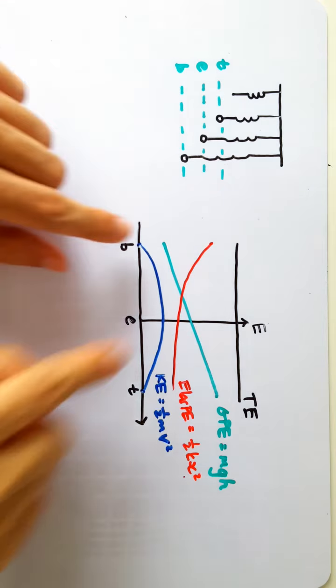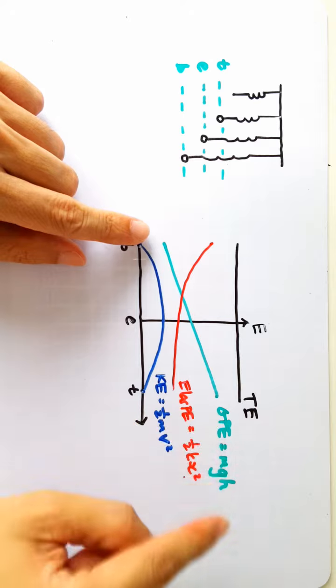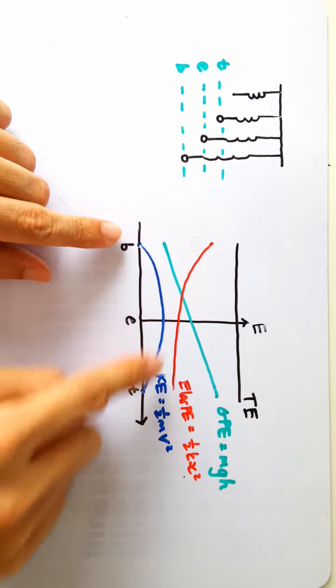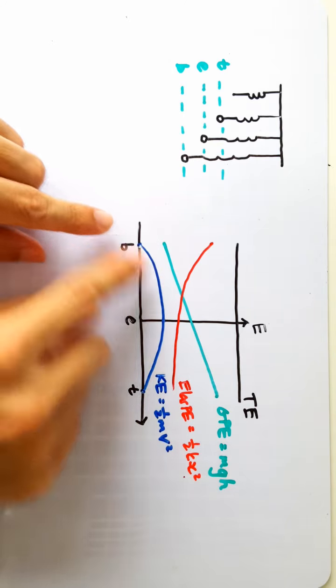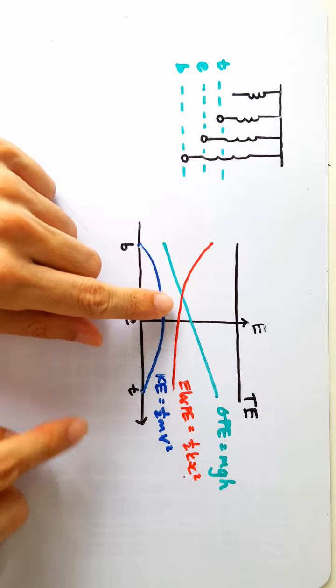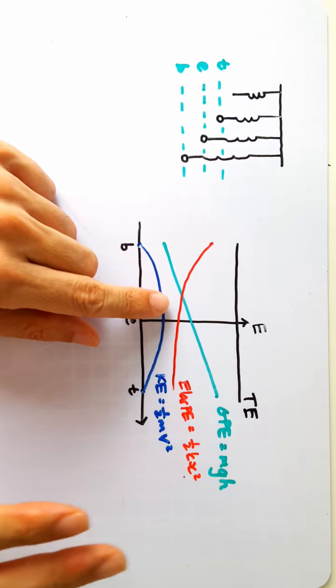So just to recap, GPE must be a straight line graph, KE must be a quadratic curve, an inverted U shape, and elastic PE must not be a straight line, alright, because it's a quadratic curve.